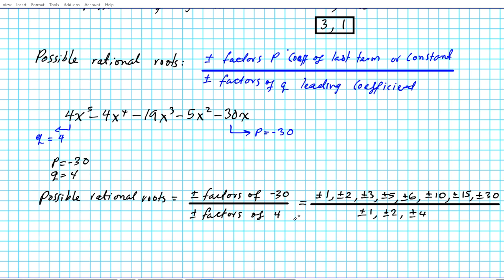Alright, so now we're going to list our possible factors. What we're going to do is take one factor from the top and pair it with all the factors on the bottom, and then move on over to the next one.